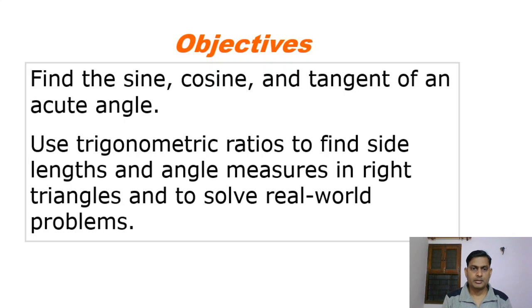Before teaching the basics, first we should understand what the objectives of learning the trigonometric ratios are. Objectives are to find the sine, cosine and tangent of an acute angle. And second, using trigonometric ratios, we can find side lengths and angle measures in right triangles and solve real world problems.